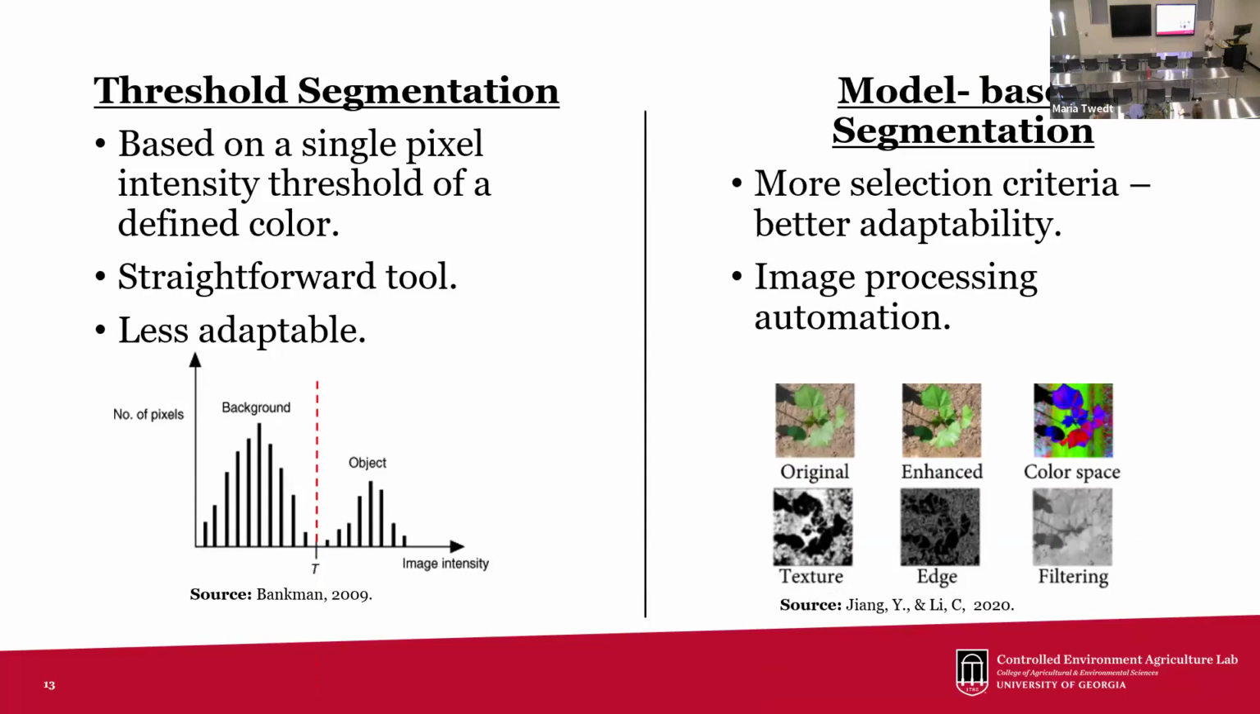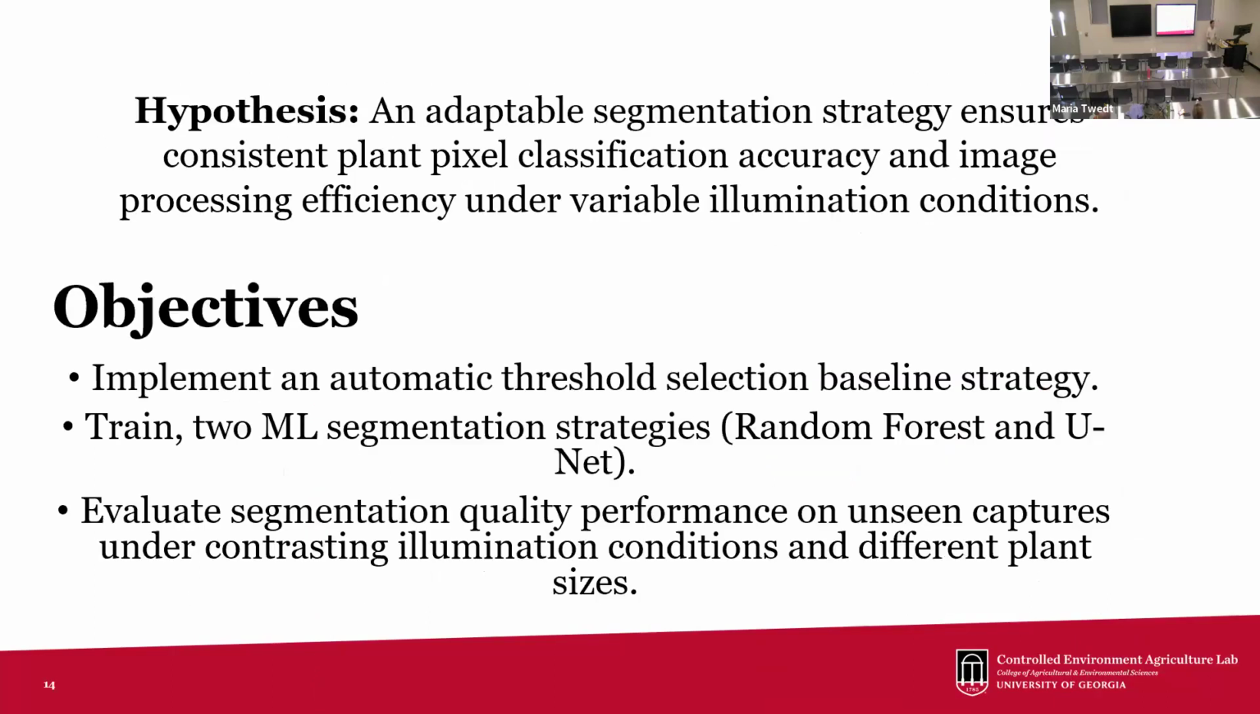It could be different colors from the same image or even texture information coming from a color image that give us more criteria to improve the adaptability and, with that, the processing automation of our image. Now, again, the objectives that would address the hypothesis I stated: we want to implement an automatic threshold. This is a little bit more advanced than the traditional threshold, and we want to compare that one as a baseline strategy to two other machine learning segmentation strategies. Mainly, we will evaluate that segmentation quality performance on unseen captures, information that the models haven't seen before, with contrasting illumination conditions, but also with different plant sizes.